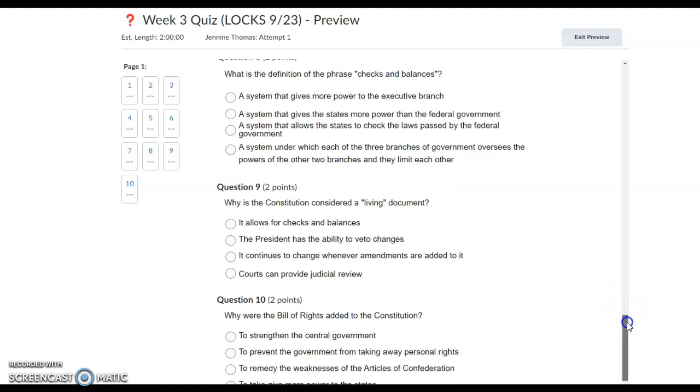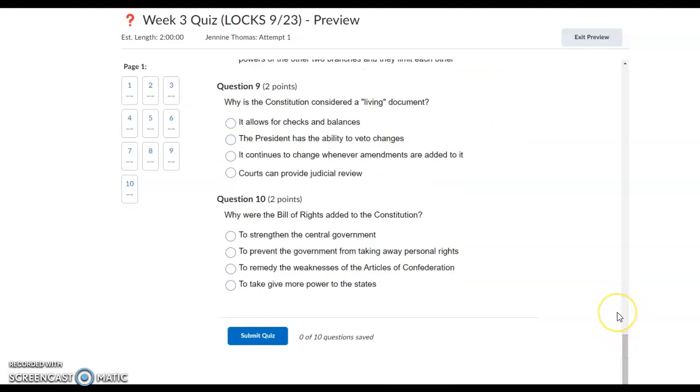The last question, question 10. Why was the Bill of Rights added to the Constitution? A, to strengthen the central government. B, to prevent the government from taking away personal rights. C, to remedy the weakness of the Articles of Confederation, and D, to give more power to the states. To give more power to the states, that should say.